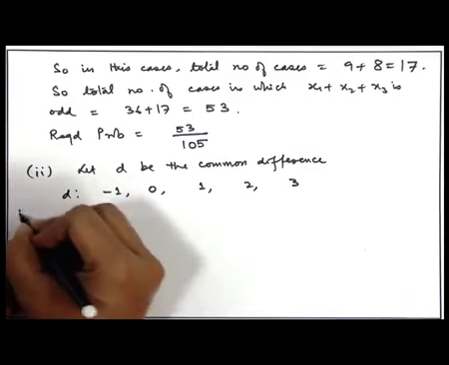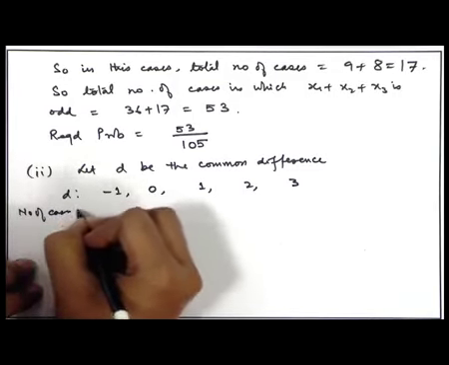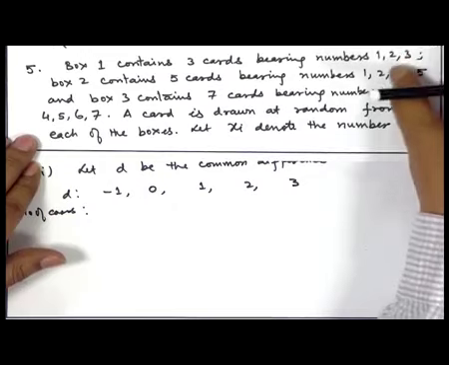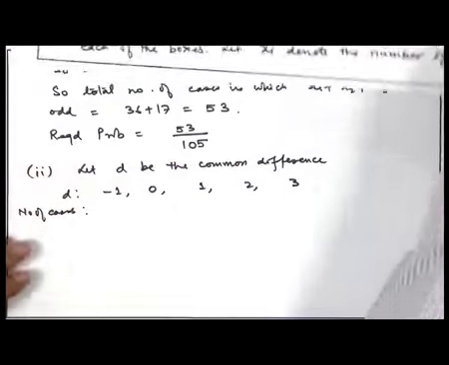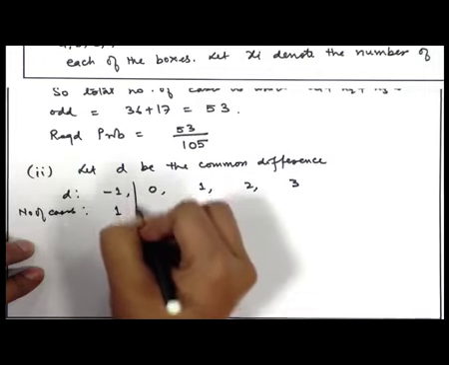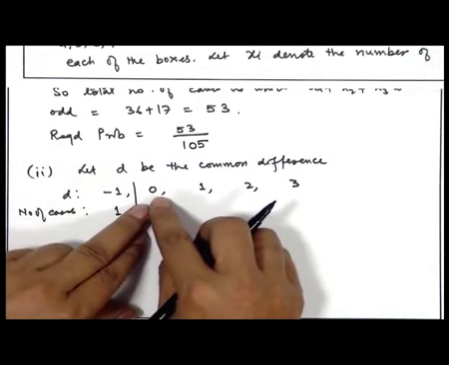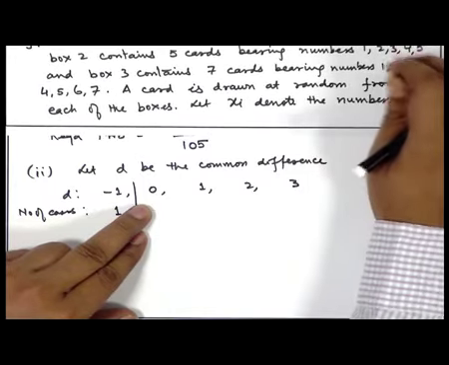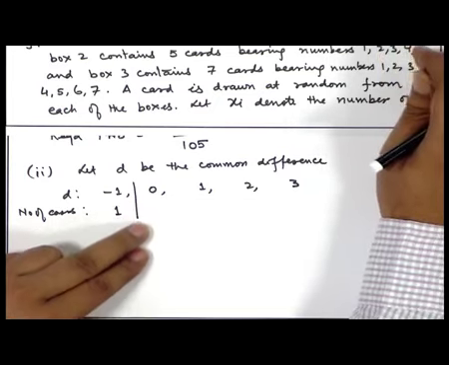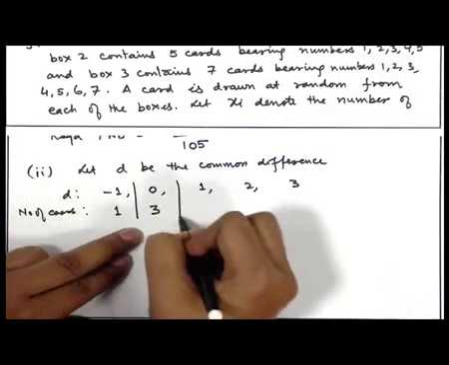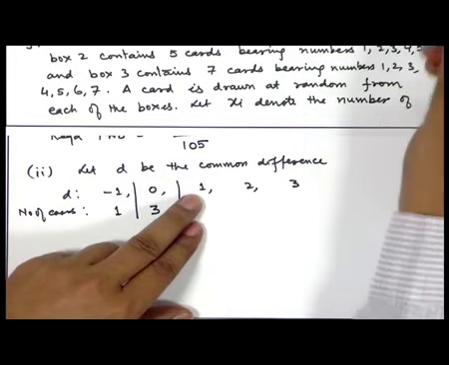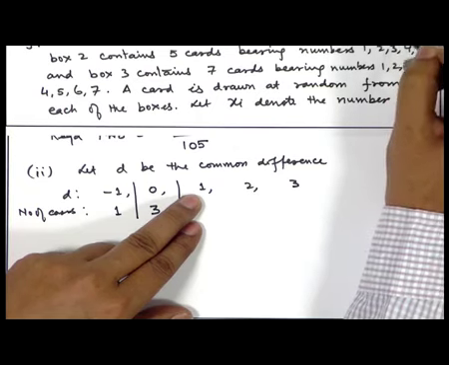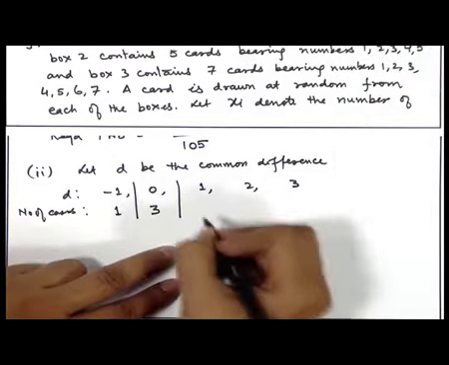Then what are the number of cases? I told you for minus 1 the only possibility is that x1 should be 3, x2 should be 2 and x3 should be 1. So, the total number of cases is only 1. What are the possibilities for 0? So, 0 is possible when x1, x2, x3 are equal, that means you can have 1 1 1, 2 2 2 or 3 3 3. So, there are 3 such cases. Common difference 1, that is possible if you have 1 2 3, 2 3 4 and 3 4 5. So, there are total 3 cases.